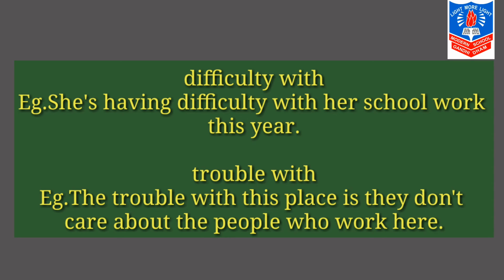Next sentence is difficulty with something, or you can say trouble with something. So first of all, we will learn about difficulty with. So the example is, she is having difficulty with her school work this year. Next one is trouble with. So the example is, the trouble with this place is they don't care about the people who work here.